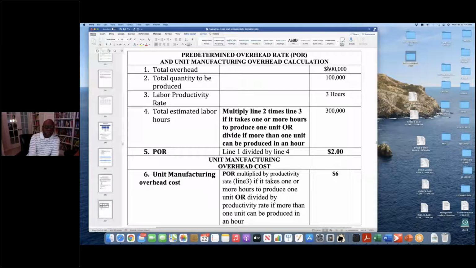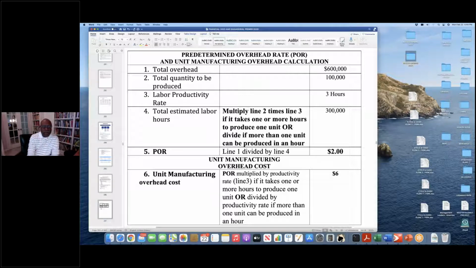The total overhead was 600,000. The total quantity to be produced was 100,000. Now, like I said, if it's just one product, you can get back to this. But really, when we get ready to allocate costs, we don't know if we're going to make 100,000. And so we're going to base it on the labor hours in this chapter. So we multiply 100,000 times 3 and we get 300,000. So that's the total labor hours it's going to take to make the item.